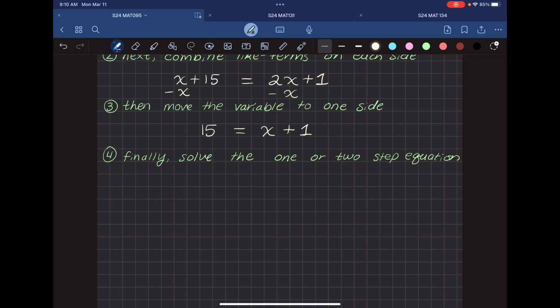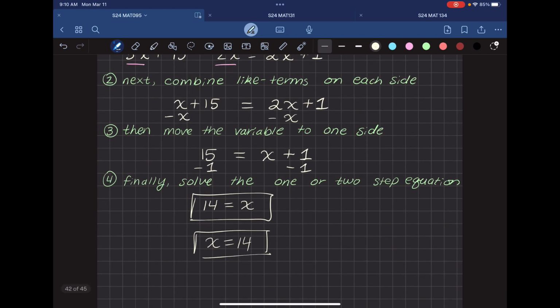So for this one, it's just a 1-step equation. We can go ahead and subtract the 1. And we end up getting that 14 is equal to x. And that's going to be our solution. If you want to write it as x is equal to 14, that's also perfectly fine. And I'm just going to run through 2 other examples like this.